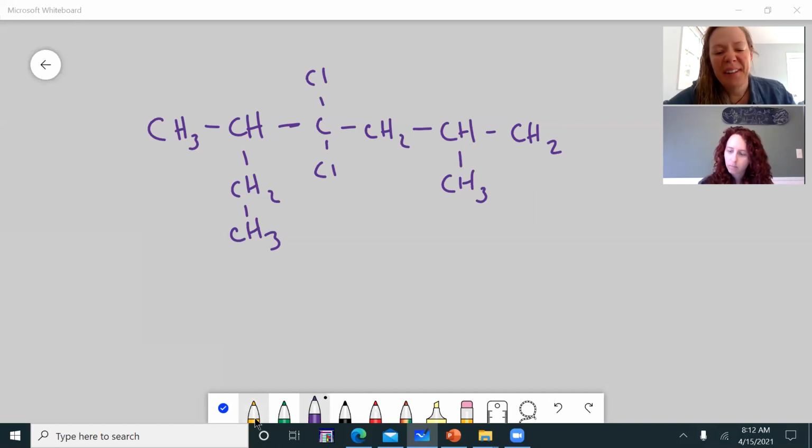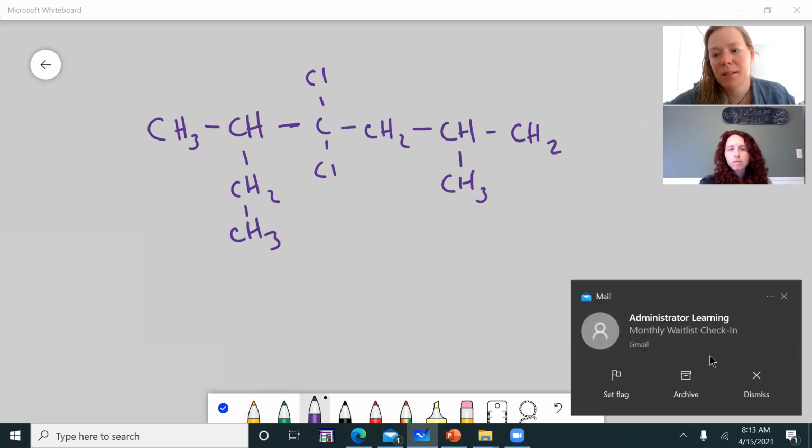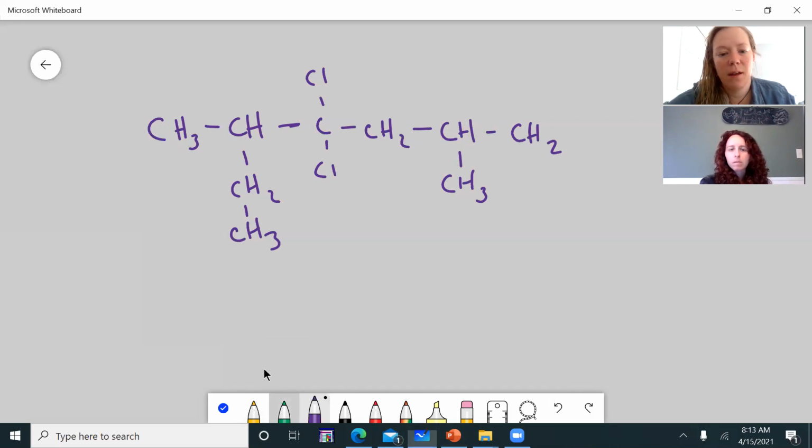Okay, so for this one, the first thing we need to do is find the longest single carbon chain, and everything else becomes an accessory. So just because it's written with this chain on the horizontal doesn't mean it's the longest carbon chain. A lot of times what I see is people go, oh, there it is. That's the main carbon chain. Well, how many carbons is that? 1, 2, 3, 4, 5, 6 carbons.